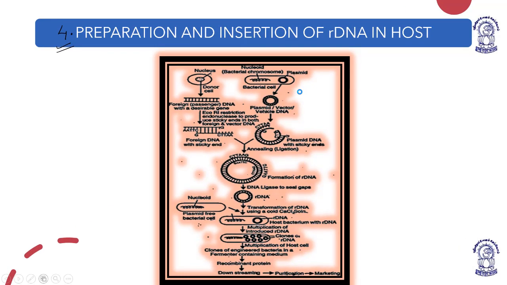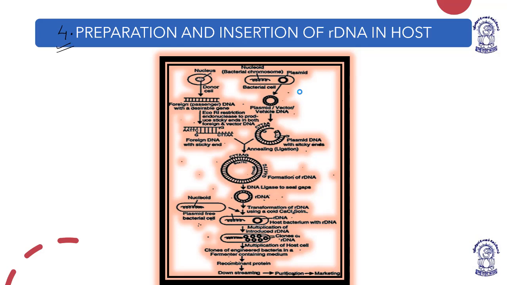Preparation and insertion of recombinant DNA in the host. Recombinant DNA is prepared, meaning the vector DNA, that is the plasmid DNA, and the alien DNA are carrying the genes of interest. The genes of interest are ligated, and they are now converted into the rDNA. So we require two types of enzymes: one is the restriction enzyme for digestion and the other is DNA ligase for joining the complementary sticky ends.